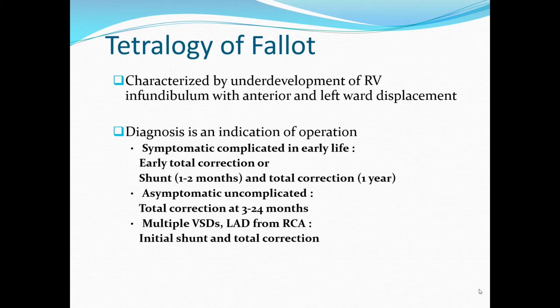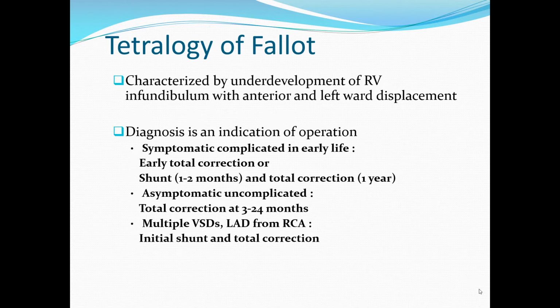If age, complexity, and sepsis do not allow for total correction, we may put a shunt, and later on we may do total corrective repair. Usually, total correction is done at the age of 3 to 24 months, and multiple VSD.